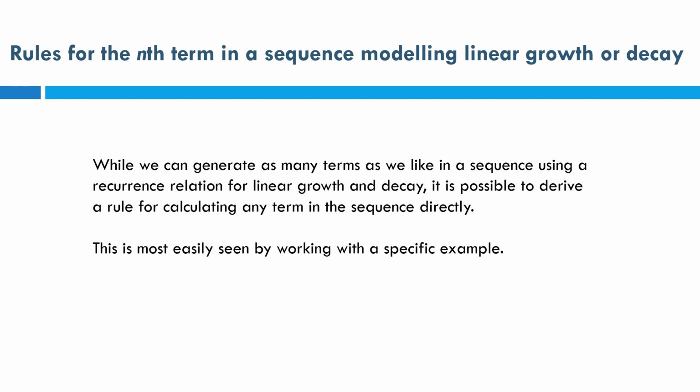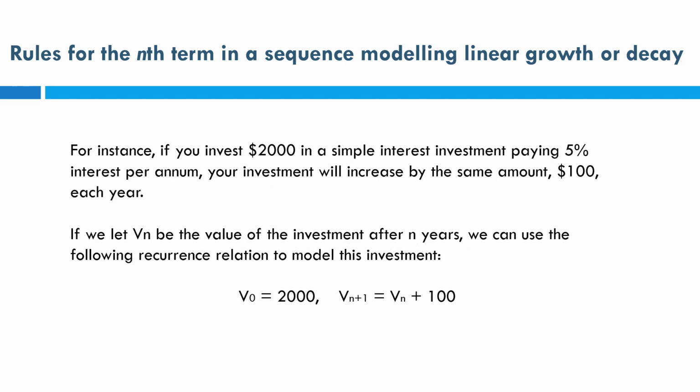When we generate many terms, if we need the term prior to that, that can become quite tedious if we are looking for term 20 or term 30 in our sequence. So it is important to generate a rule for the nth term. And this is seen specifically when we work through an example.